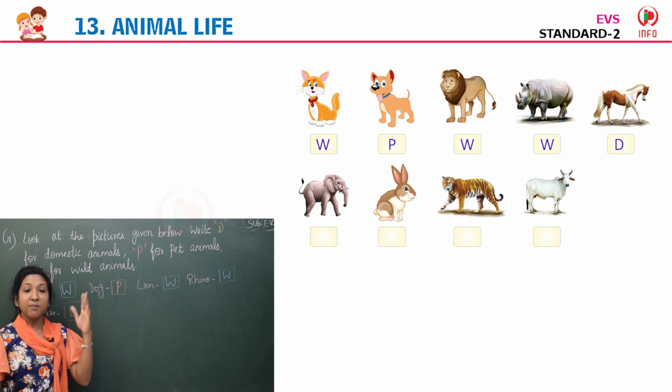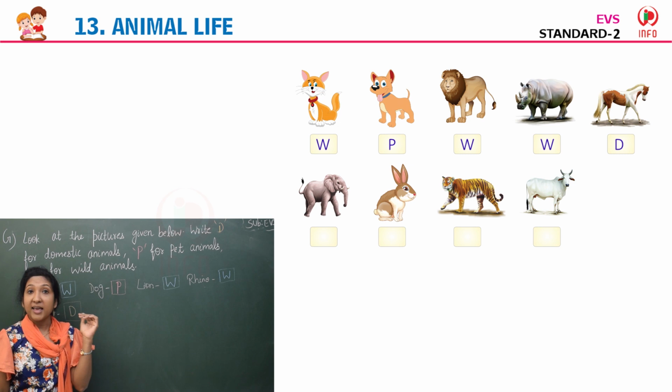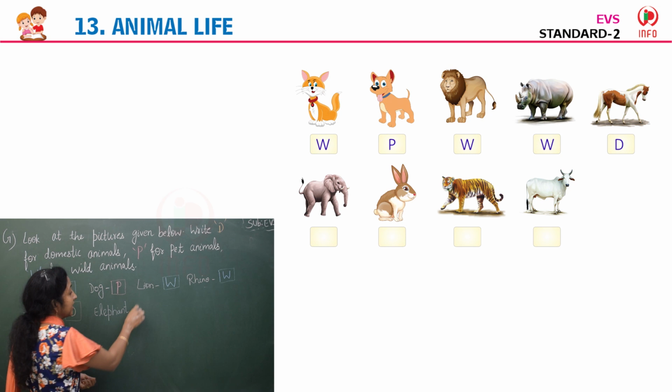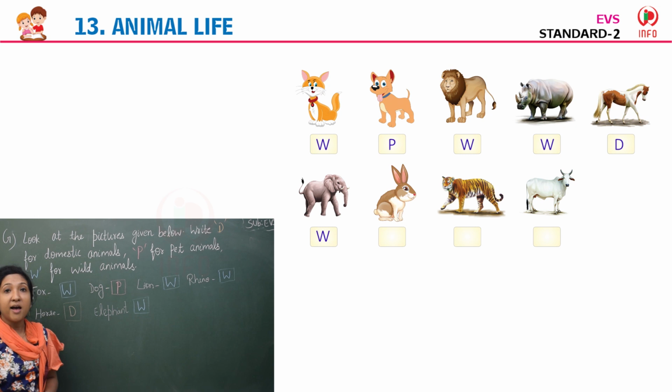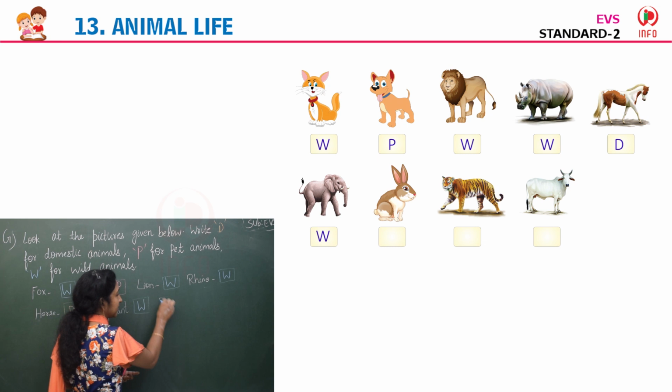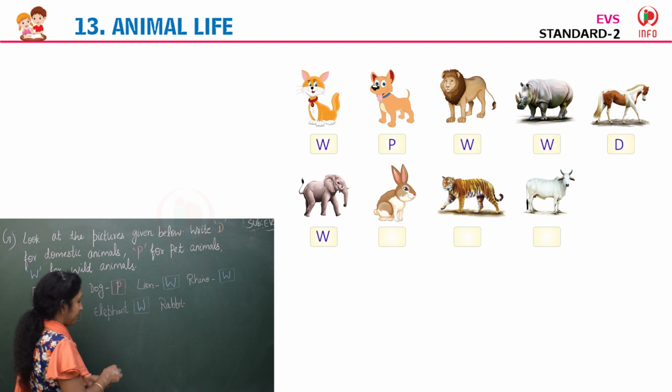Yes, next image is of the biggest land animal. Which is that animal? Yes, it's an elephant. Yes, elephant. So it's a wild animal. So you can write W in the square box. Yes. Now the next image. Yes, a cute animal. Which animal is it? Yes, it's a pet animal. It's rabbit. Yes, a pet animal. So for pet animal, you have to write P in the square box.